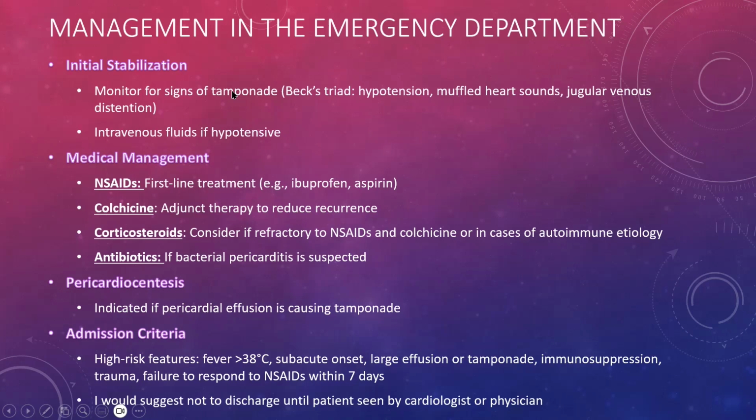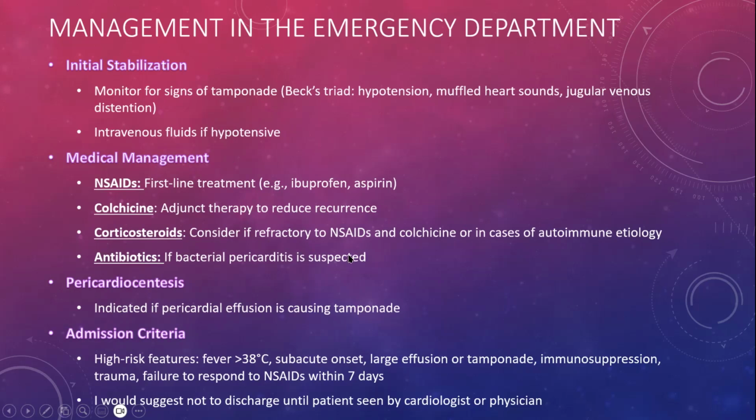Basically, you monitor for signs of tamponade, which is luckily not that common, but it can happen. Intravenous fluids if the patient is hypotensive. But the most important thing is the medical management. So we tend to give them NSAIDs. Colchicine can be used, but in very low amounts in the emergency department. Steroids also can be used, but it's not as effective. It's more effective if you have an autoimmune cause.